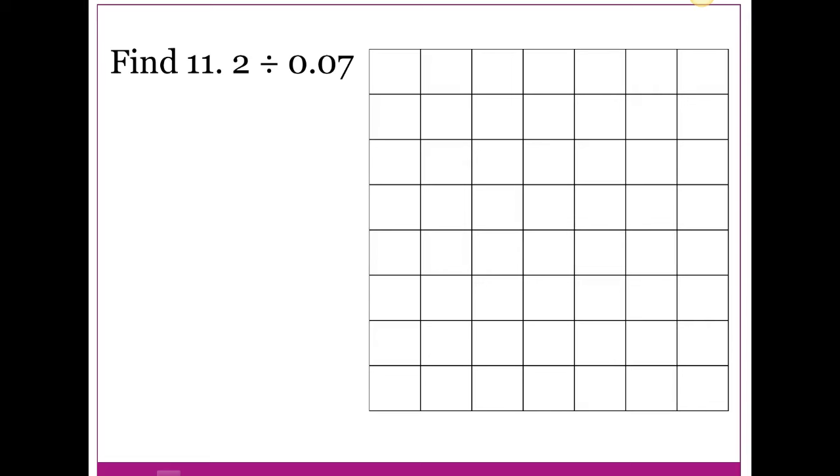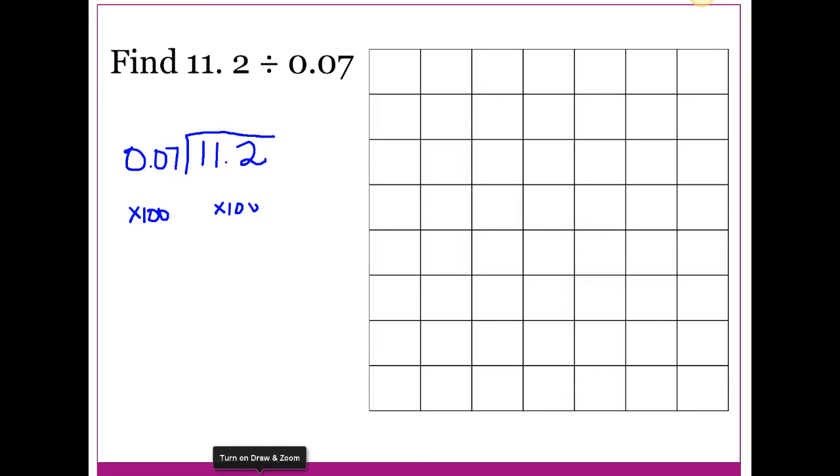Let's try the next problem. As you can see, I have the dividend 11 and 2 tenths inside the bracket and the divisor 7 hundredths outside the bracket. As you know, we can't divide by 7 hundredths. We need to turn that into the whole number 7. In order to do that, we would need to multiply both the dividend and the divisor by 100. This will move the decimal place over 2 places, and here it'd move over 2 places as well.